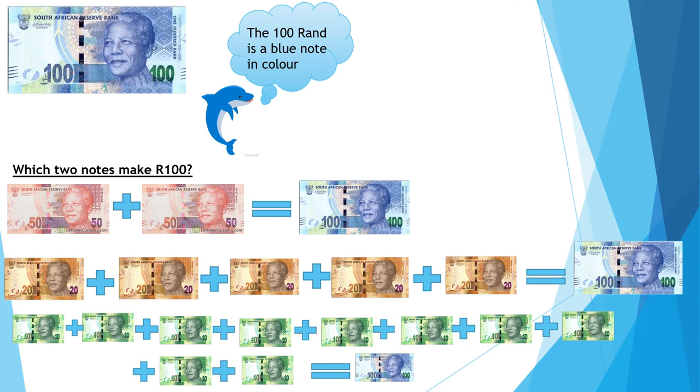The 100 rand is a blue note in color. Which two notes make 100 rand? That is, 50 rand plus 50 rand equals 100 rand. How many 20 rand notes make 100 rand? Here you count in 20s, that is, 20, 40, 60, 80, and 100 equals 100 rands. How many 10 rand notes would make 100 rand? Here you count in 10s, that is, 10, 20, 30, 40, 50, 60, 70, 80, 90, 100 will give you 100 rands.